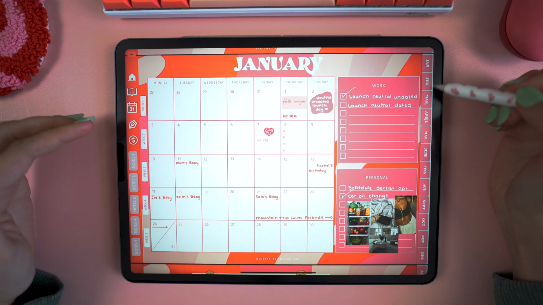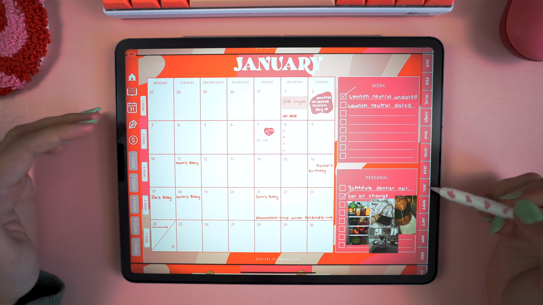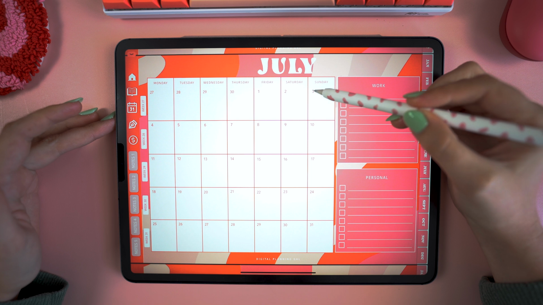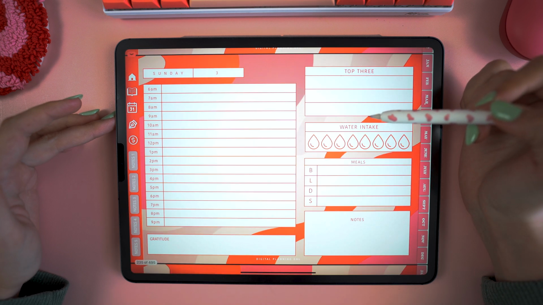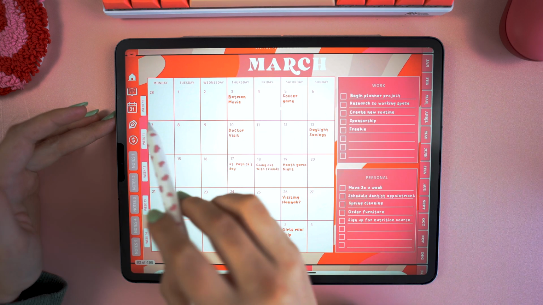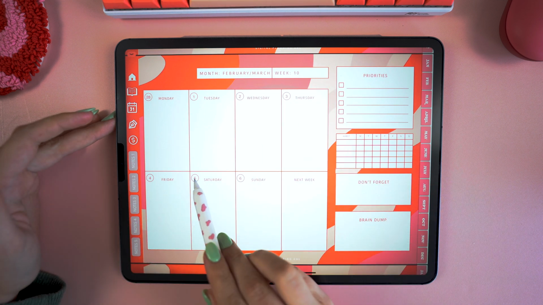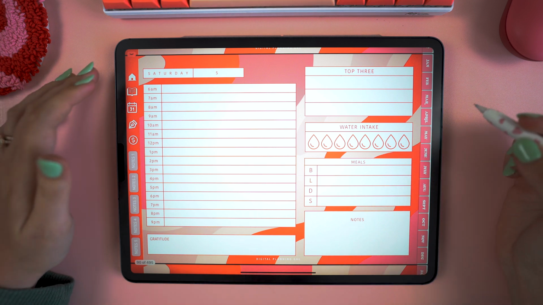Meaning when you are on GoodNotes and you are clicking around, all of these tabs, when you tap them, are going to take you directly to the month. Every single day that you tap on the monthly page is going to take you to the day. And then you also have week buttons over here that will take you to the week. And on those weekdays, you'll also be able to click on the daily days.